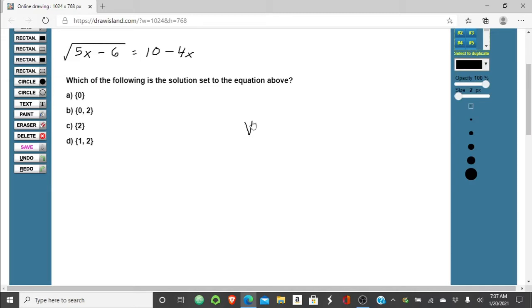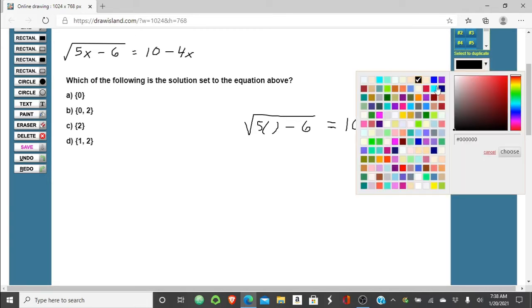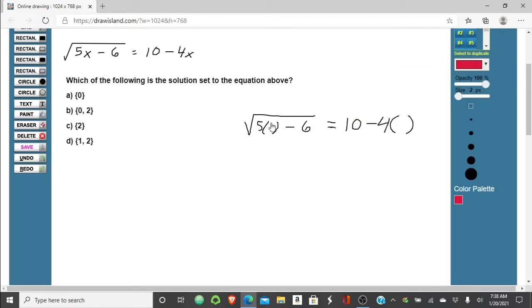We'll do the x values in a different color. And we'll do the x values in this color. So we've got 0 here and 0 here.